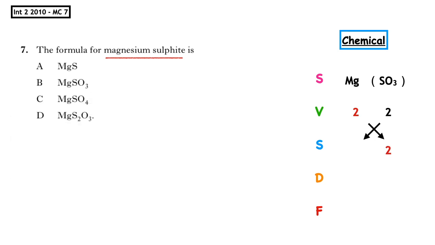Swap the valencies over. Highest number both can be divided by is 2. 2 divided by 2 is 1, and 2 divided by 2 is 1. So the chemical formula is Mg, bracket, SO3, close bracket. But because we don't have a number directly after the sulfite ion, we can remove the brackets.